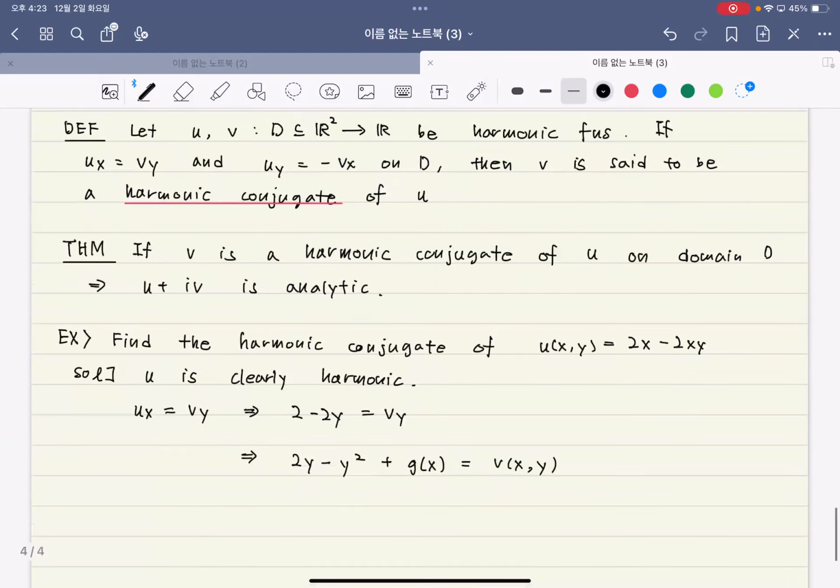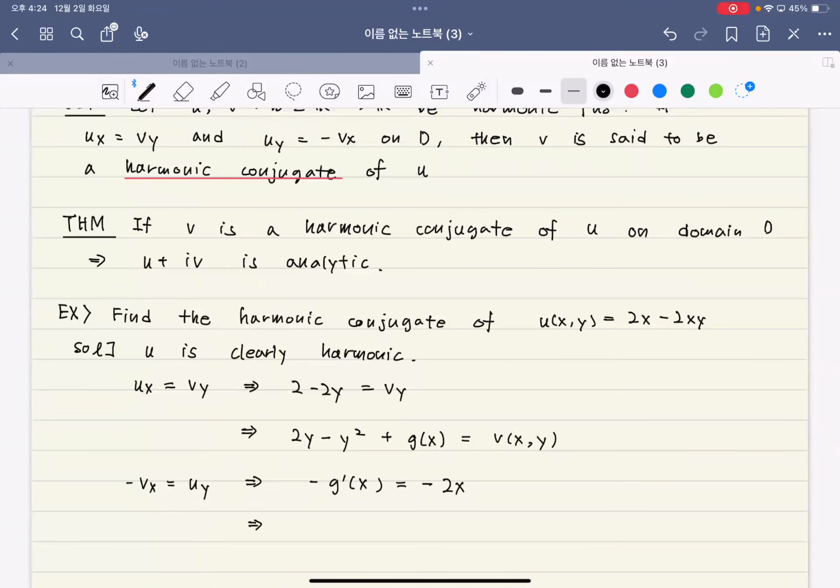What about the second condition? In order to be a harmonic conjugate, minus vx should be uy. So you change the sign and take the derivative with respect to x, then minus g prime of x should be uy. And uy is minus 2x.